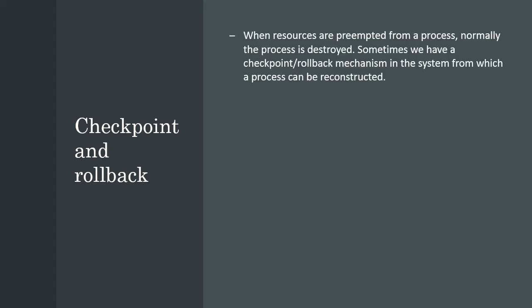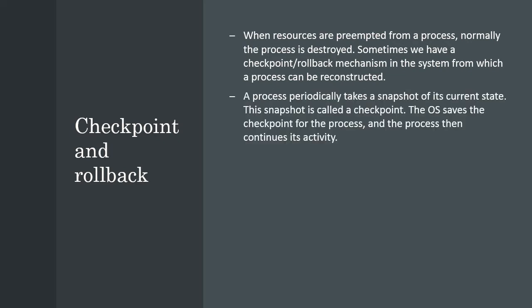Checkpoint and rollback. When resources are preempted from a process, normally the process is destroyed. But sometimes we have a checkpoint or rollback mechanism in the system from which a process can be reconstructed. A process periodically takes a snapshot of its current state. This snapshot is called a checkpoint. The operating system saves the checkpoint for the process, and the process then continues its activity.